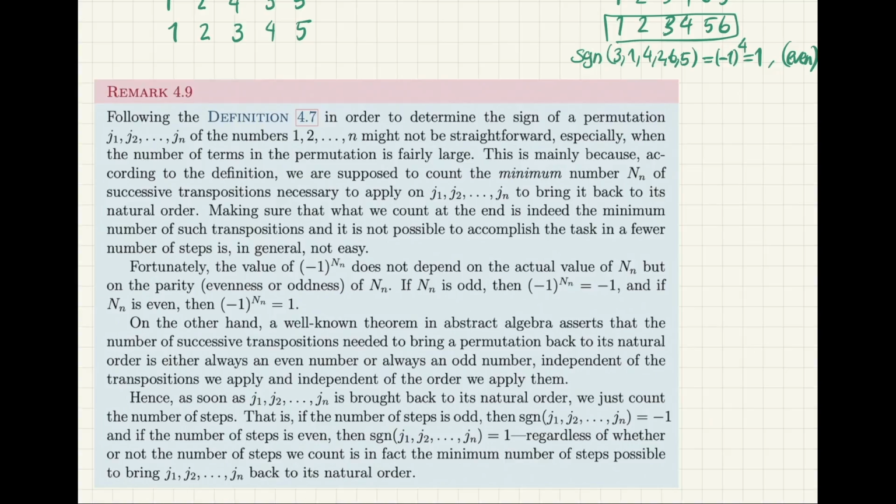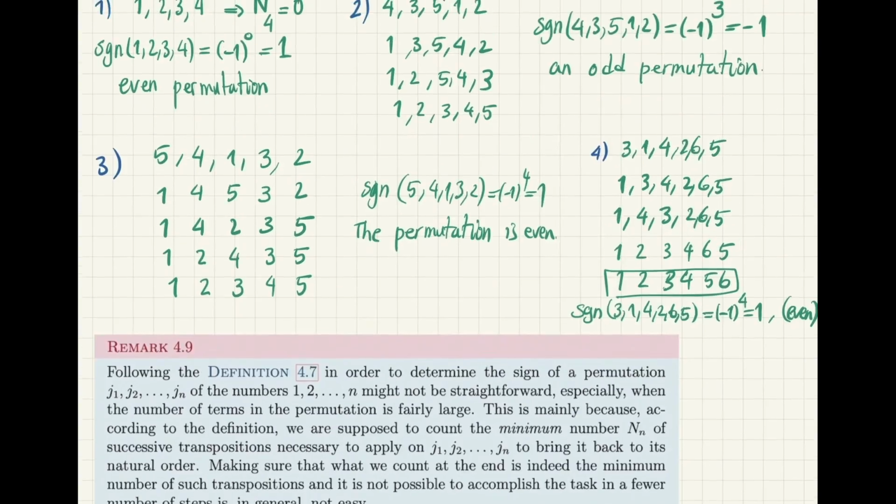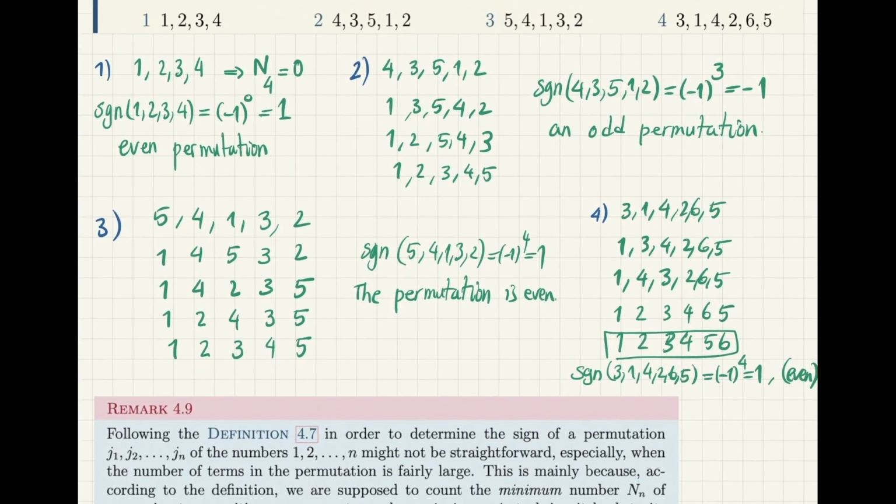Okay, for example, let me consider this case here. Yes, so here the minimum number of transpositions needed was 3, and then you saw that the sign of this permutation is -1 and it was odd.